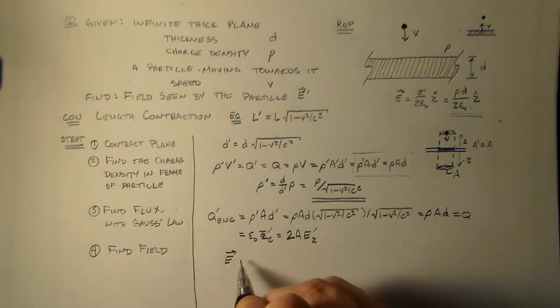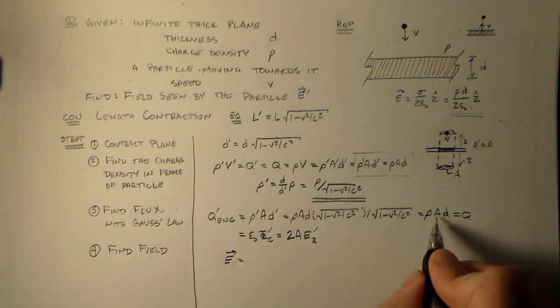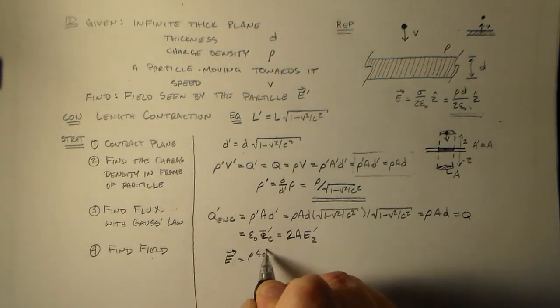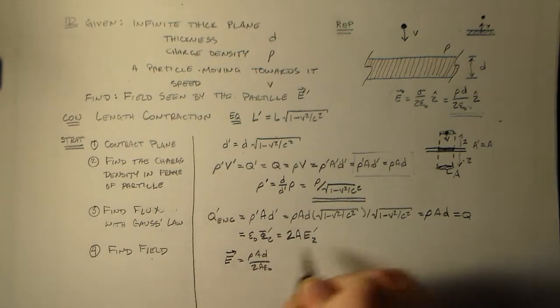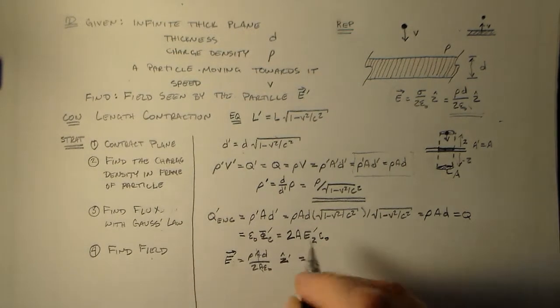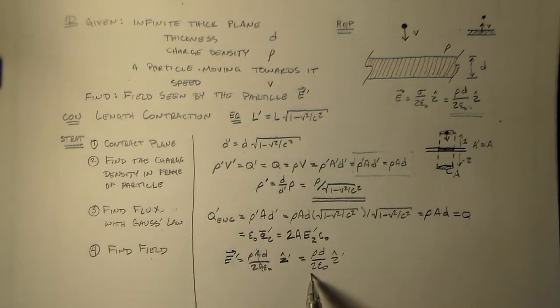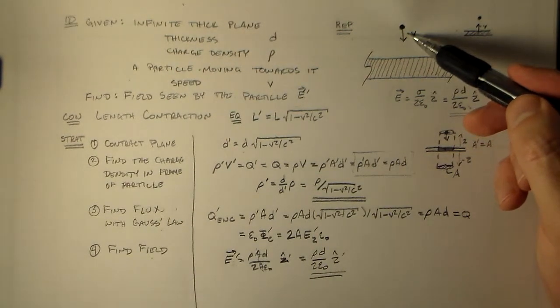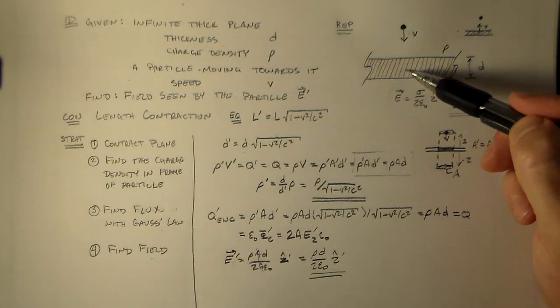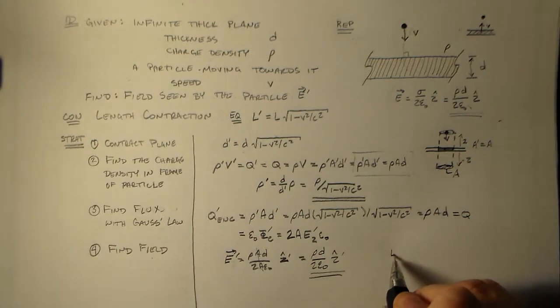So where do we get this? We have E is equal to this Q, rho AD over 2A epsilon naught. I forgot the epsilon naught there. These guys cancel, and this is in the z hat prime direction, which is equal to rho D over 2 epsilon naught in the z hat prime direction. So in fact, in his frame, the particle feels exactly the same field that this guy does while he's coming down here.